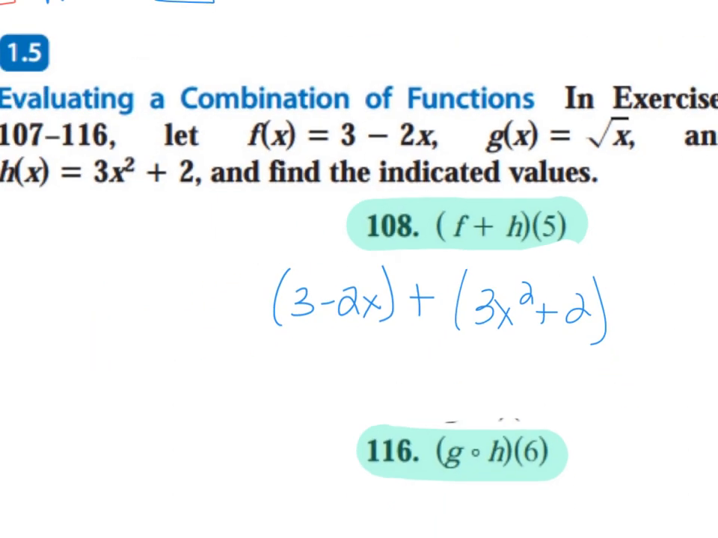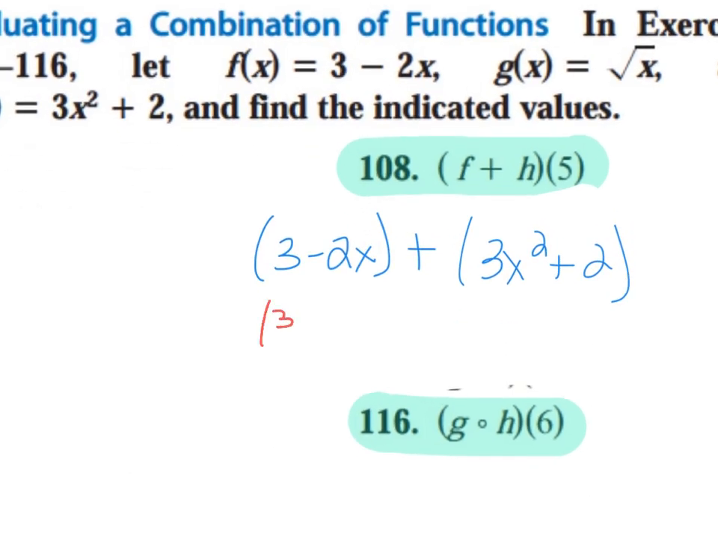A couple ways you could do this. You could combine the functions and get 3x squared minus 2x plus 5. Or you could just plug in 5 now. I would just plug in 5 now. I'm going to say 3 minus 2 times 5 plus 3 times 5 squared plus 2. You guys see that?